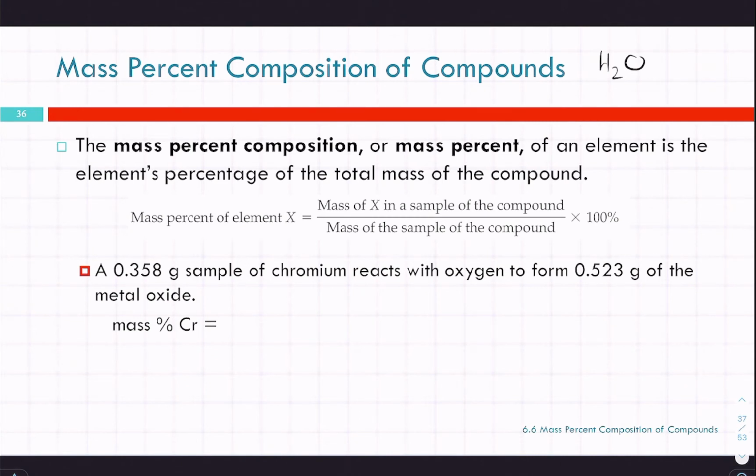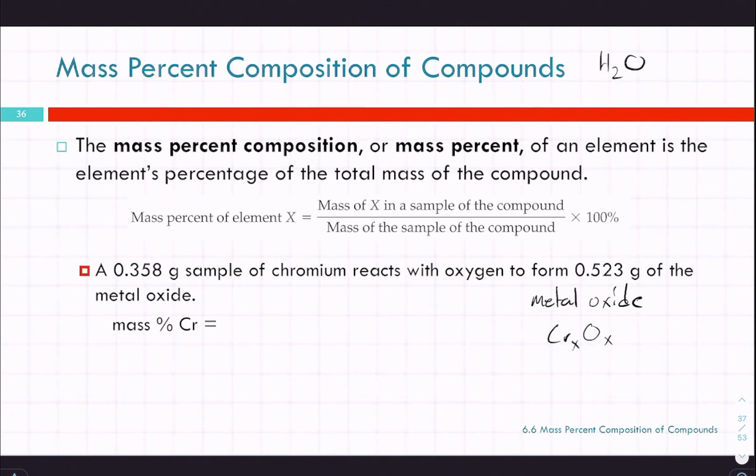So for this example, we have 0.358 grams of chromium reacting with oxygen to form 0.523 grams of the metal oxide. So the metal oxide is a very common problem. A metal oxide is going to be a compound of the metal, so in this case chromium, and oxygen. And so you'll have X number of chromiums, X number of oxygens. Don't know exactly what that ratio is.